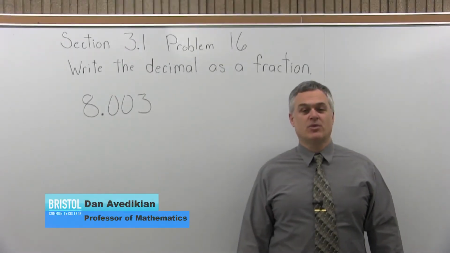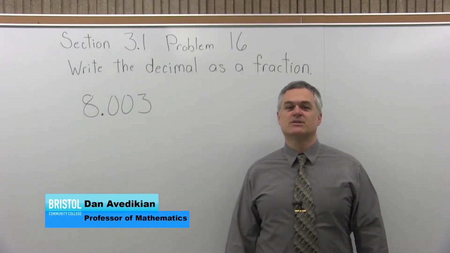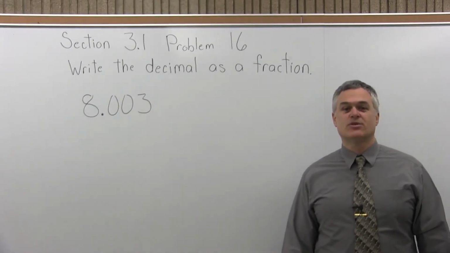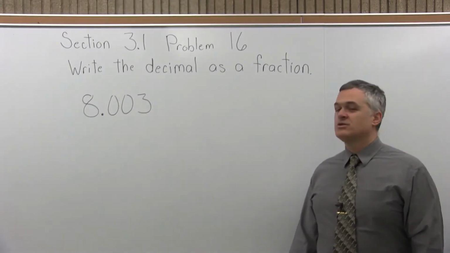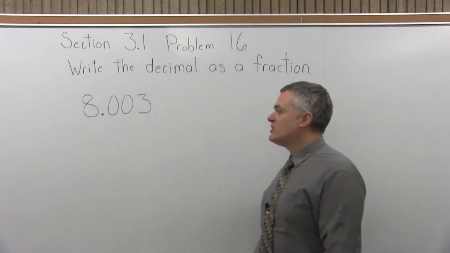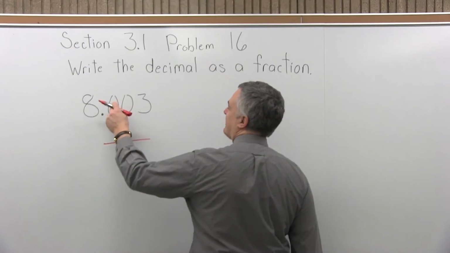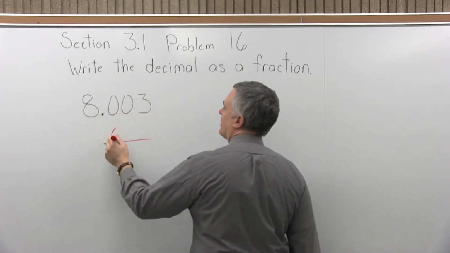This is Section 3.1, Problem 16. It says write the decimal as a fraction, and we have 8.003. So to turn this into a fraction, this is a four-step process. The first step is write what comes after the decimal in the numerator of a fraction.